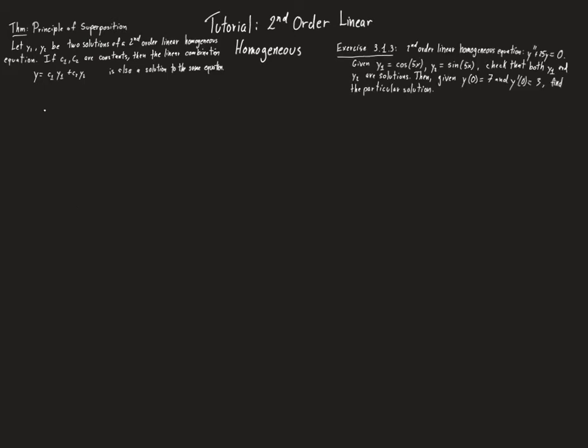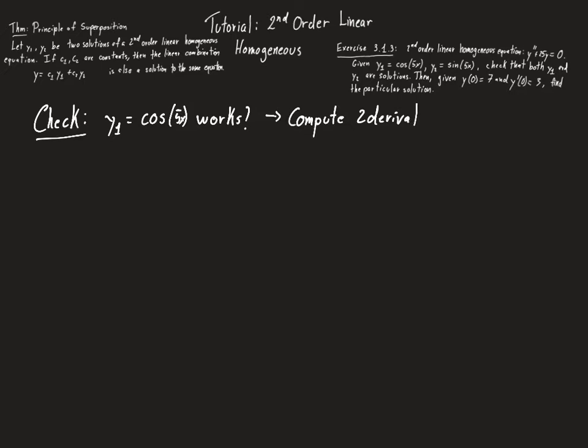I've made some space, and now let's check. We need to check that y1 equals cosine of 5x works. Given that our equation is second-order linear, we're going to need to compute two derivatives, then plug into the initial equation.